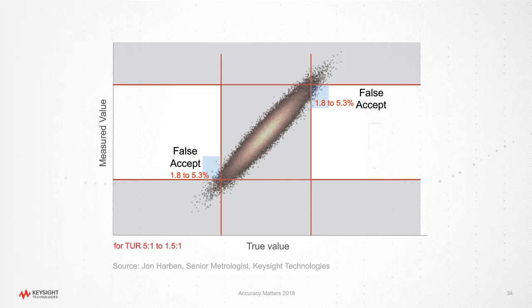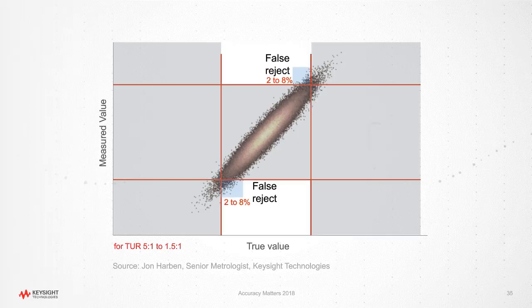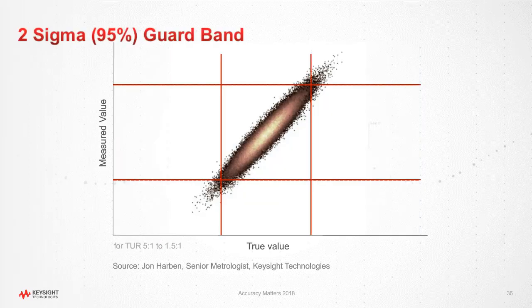Now let me also show you there's false rejects. Again, this is where you say, nope, didn't pass. But as you can see on the x-axis, it did. And those can range from 2 to 8% over that same range of test uncertainty ratios. So what do we do about this? Well, oftentimes people will guard band, and one of the most common ones is to use the 2 sigma, which is normally twice the standard deviation.